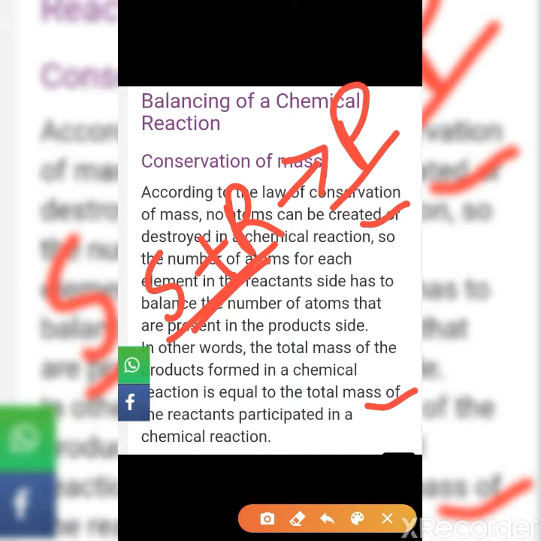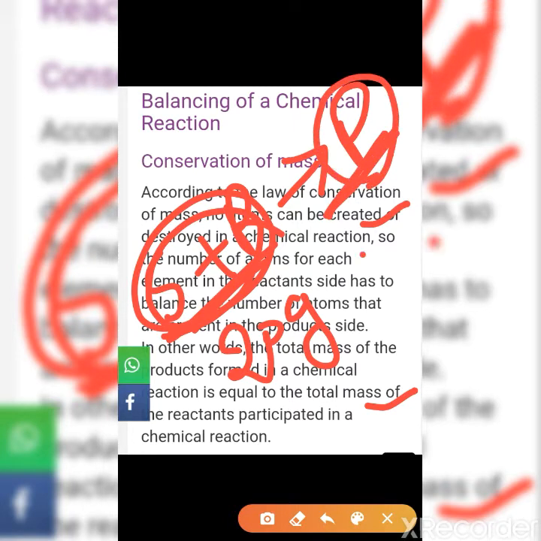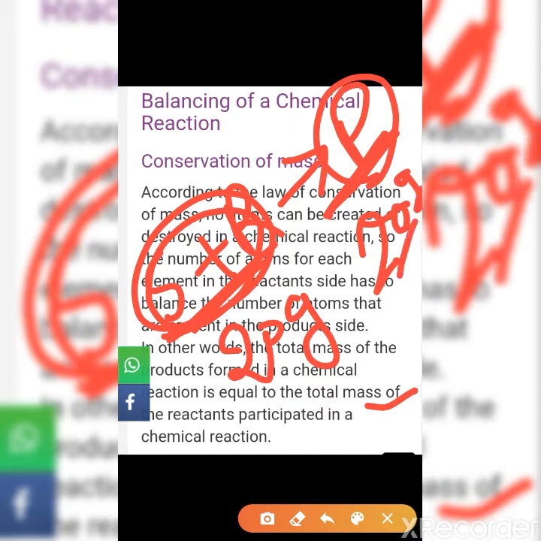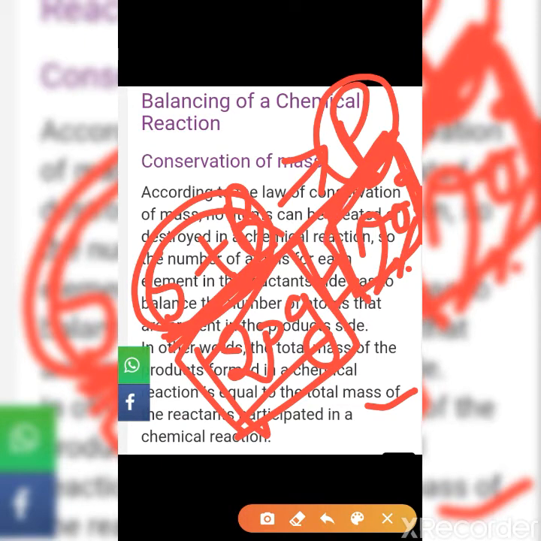It means that, suppose the total mass of the left hand side is 20 gram. It will be equal to the mass of the product. So the mass of the product should also be 20 gram. According to this law, 20 gram is equal to 20 gram. It means that the mass of the left hand side and the mass of the right hand side should be equal according to this law.